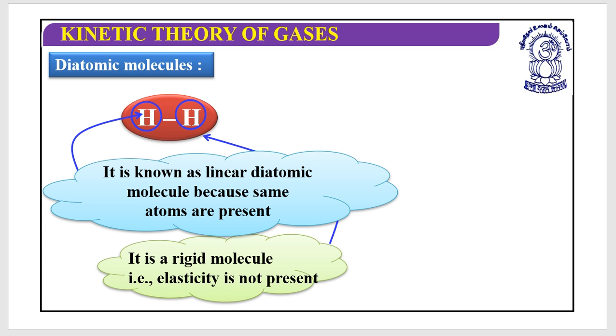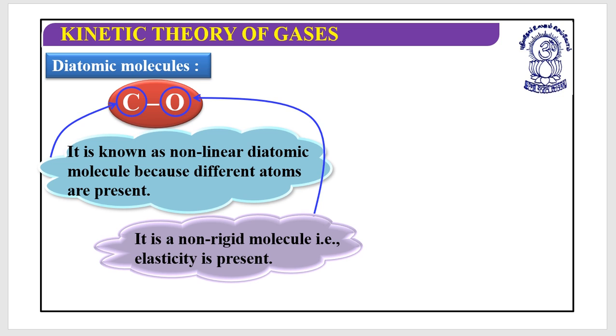Next, when I say a diatomic molecule, it is known as a linear diatomic molecule because both atoms are present on the same line. It is a rigid molecule as elasticity is not present, and this is the kind of diatomic molecule.